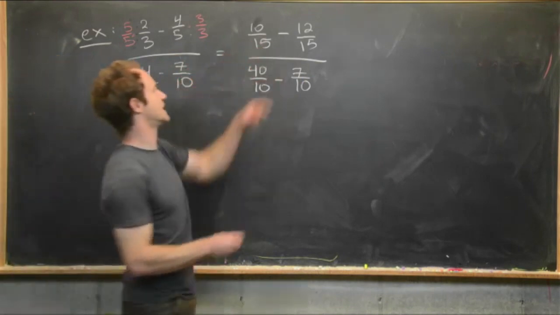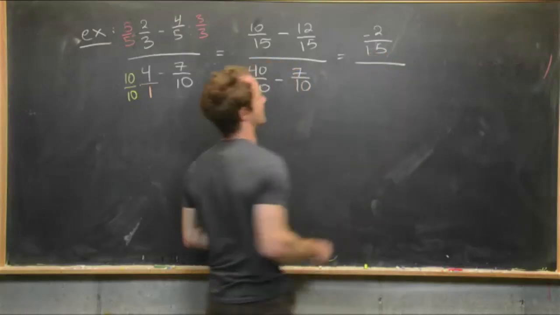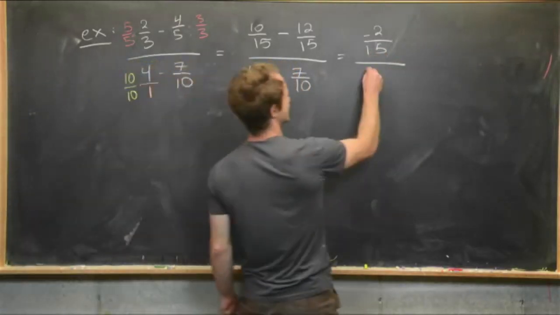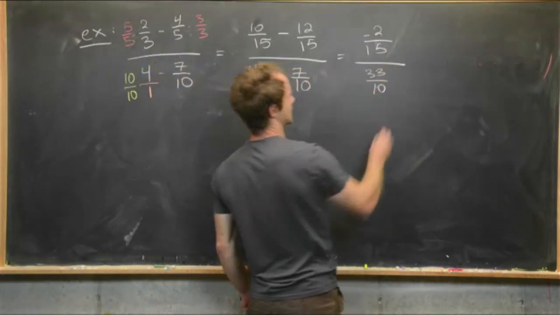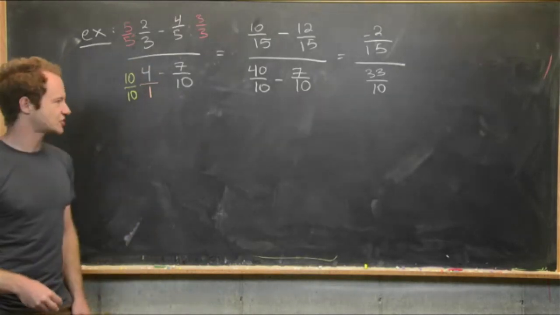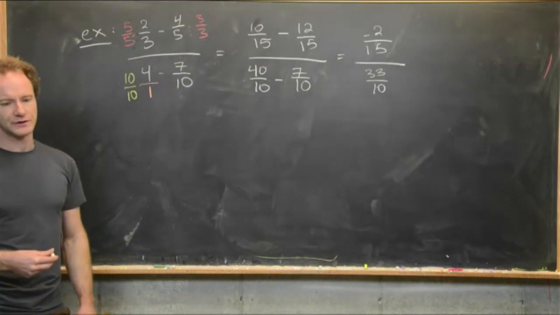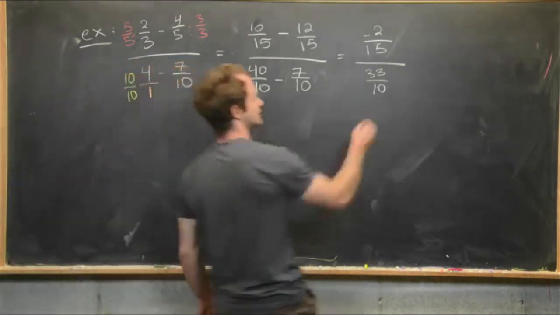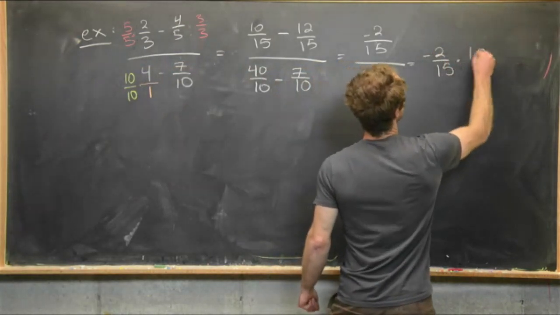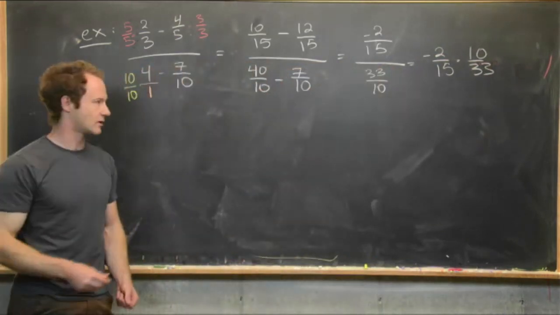So here we can do 10 minus 12, so that's going to be -2 over 15. And then we can simplify the denominator as well. So 40 minus 7, so that's going to be 33 over 10. And now we're taking a quotient of two fractions. And so we can use the rule that whenever you take a quotient of two fractions, you multiply by the reciprocal. So this is going to be -2 over 15 times 10 over 33. Yeah, there, I took the reciprocal.